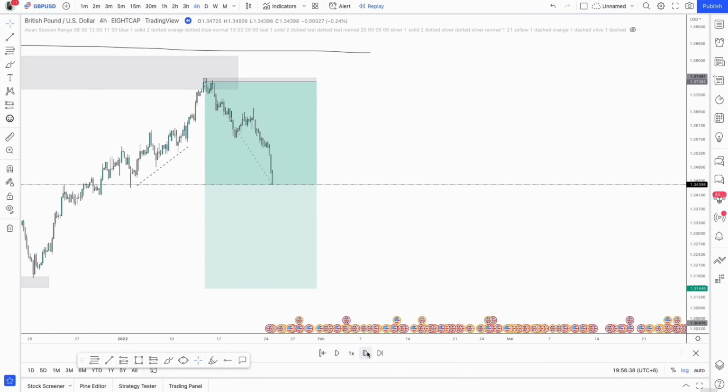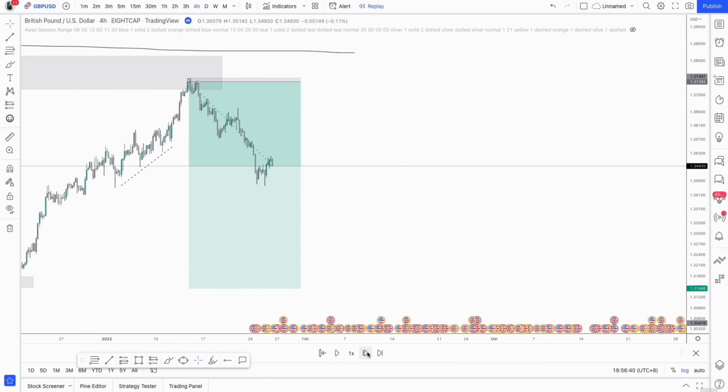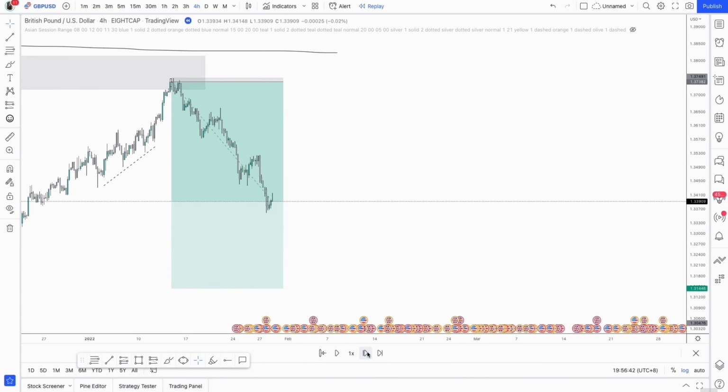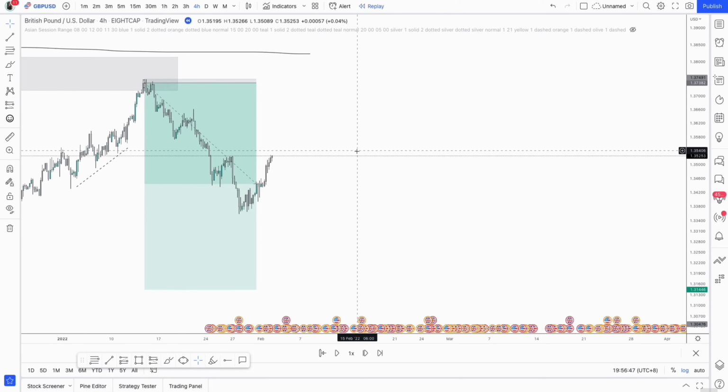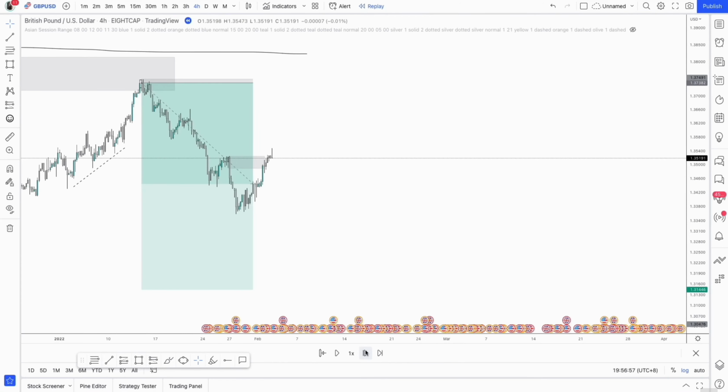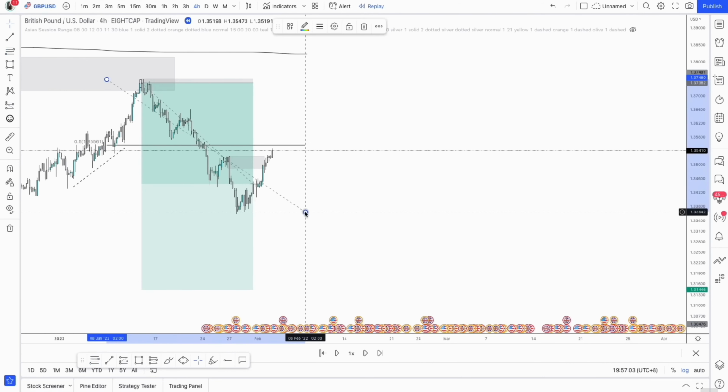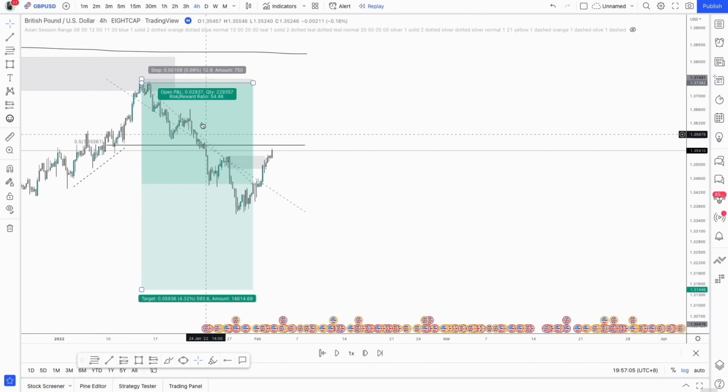So essentially what we're going to see is a pullback. And okay, so now you can essentially see, once this supply zone right here gets taken out, that is a change of character. So what that will imply is that price is pulling back, right? Now we know we're going to pull back. Okay, where? 50% of this leg. So anywhere here or above.